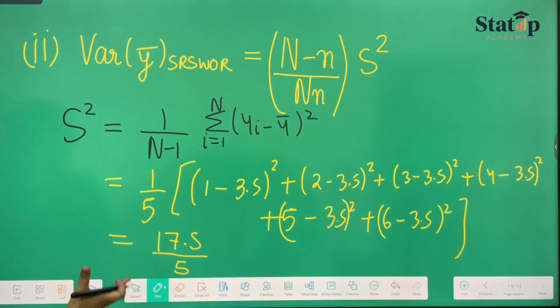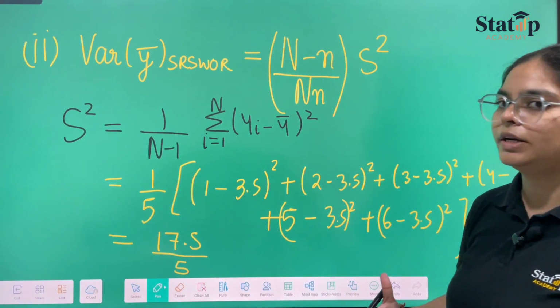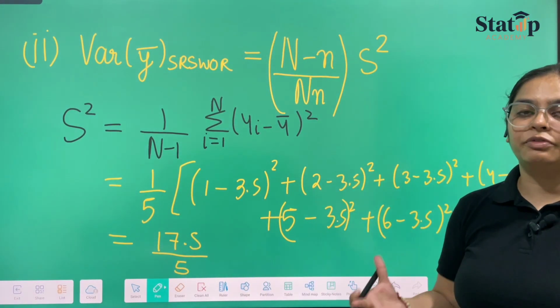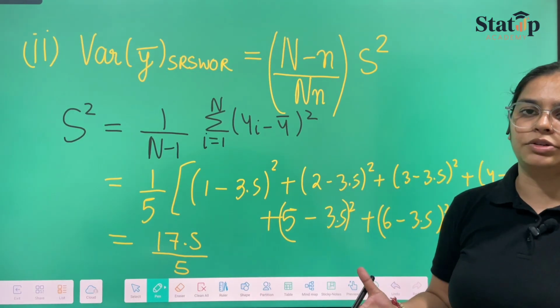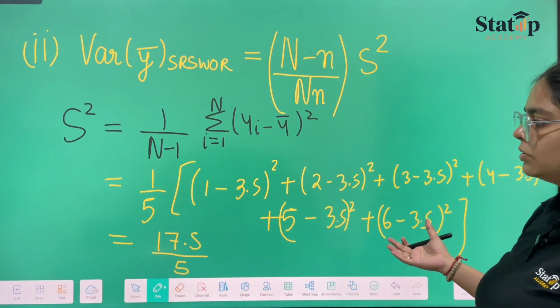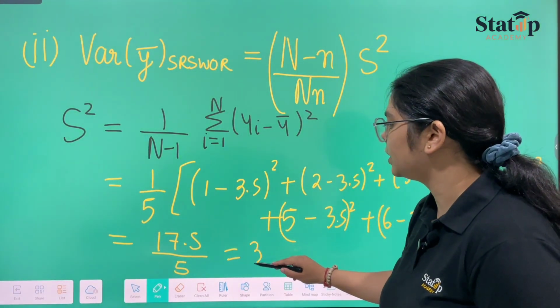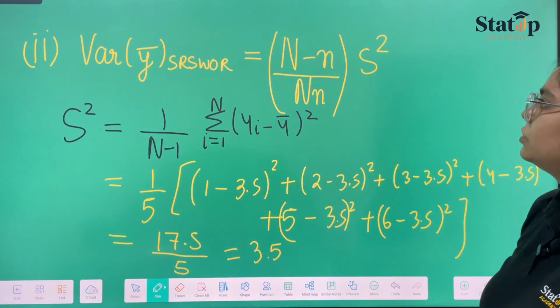I have done it with the calculator method. You can do it with the help of a calculator in the examination because it is allowed, or you can do it by your own method if you are faster than the calculator. So it will be 17.5 divided by 5, which is 3.5. S square has come out to be 3.5.